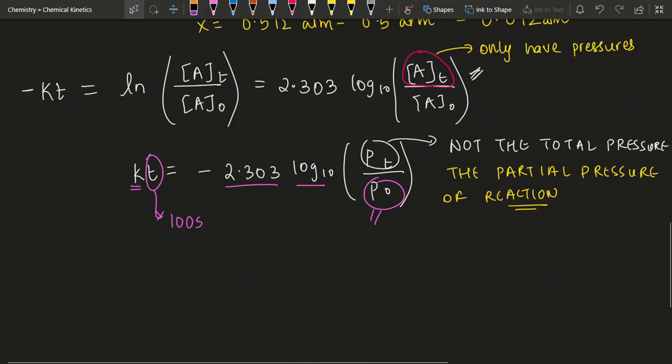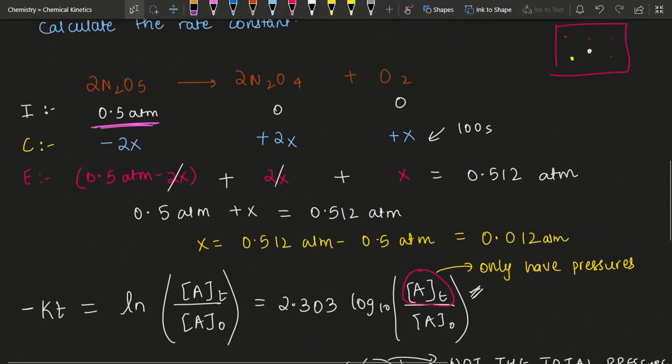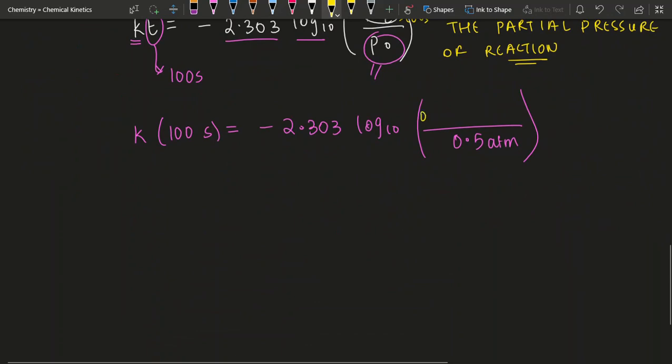So now let's write the modified equation. k times 100 seconds equals 2.303 log to the base 10 of, instead of p naught, you write 0.5 atm. Now what is the pressure at time t equals 100 seconds? Well, the pressure is 0.5 atm minus 2x. 0.5 atm minus 2x.